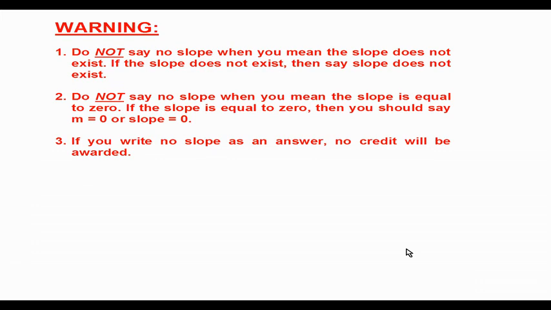Number 3, if you write no slope as an answer, no credit will be awarded. Remember, if the slope does not exist, that's what you should write. If the slope is equal to 0, that is what you should write. Don't say no slope and use it interchangeably between slope is 0 and slope does not exist. So never write no slope.